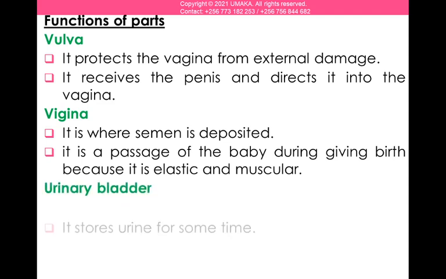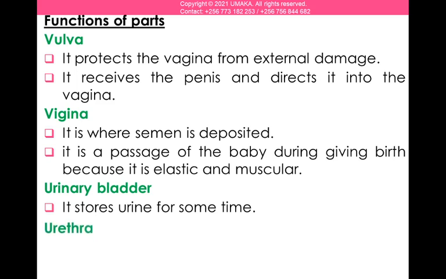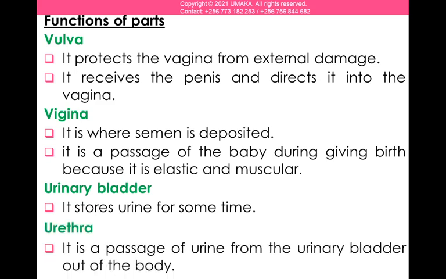Urinary bladder, it stores urine for some time. Then urethra, it is a passage of urine from the urinary bladder out of the body. And remember, when urine is flowing from the urinary bladder, we said it is controlled by the sphincter muscles of the urinary bladder. Then it gets out through the urethra. It is a matter of opening your book and you follow the work.